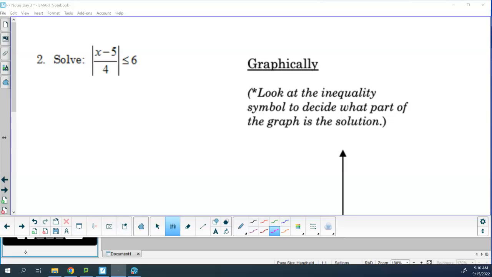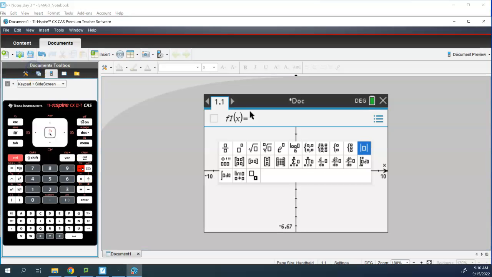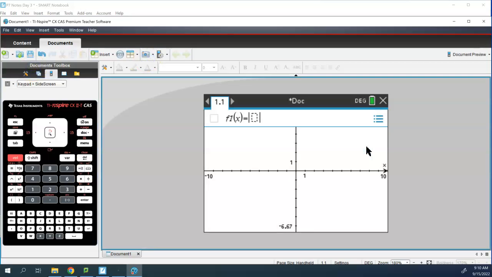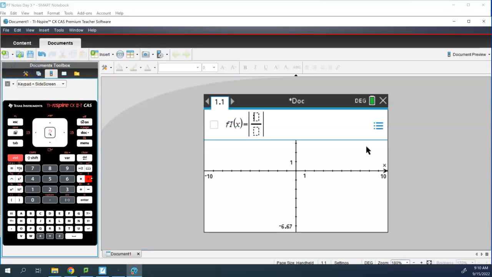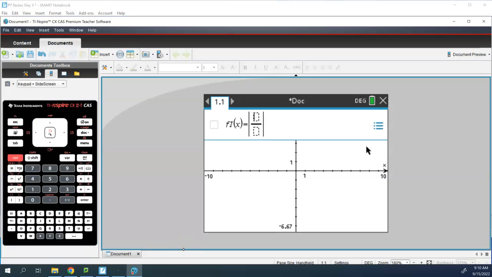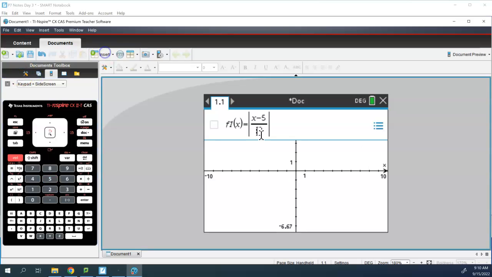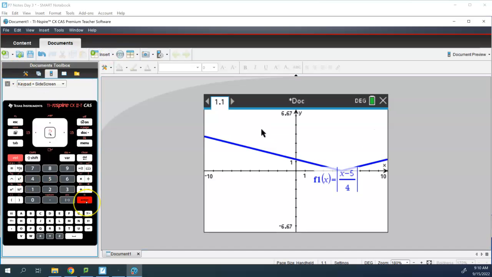So x minus 1. All right, so I'm going to go to my graph, and I'm going to say that I want the absolute value, and then side note, fractions. We can do fractions on these wonderful things. It's control divide that sets up the fraction for you. And then we said it was x minus 5 over 4. Enter. Boom goes the dynamite.